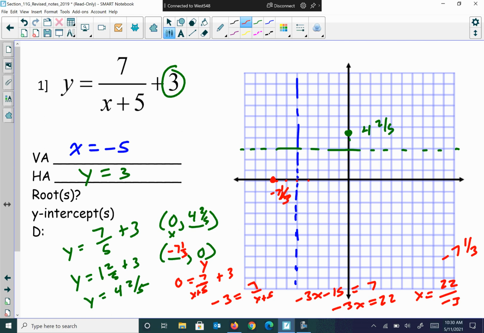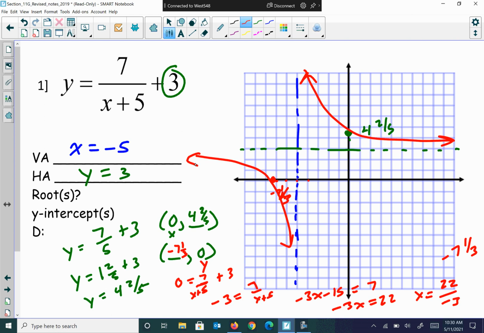All right, so I know that this graph is going to look like this, going through that point, and this graph is going to look like this, going through that point. So the nice thing about how that one worked out is we figured out two separate points on each branch of the hyperbola.